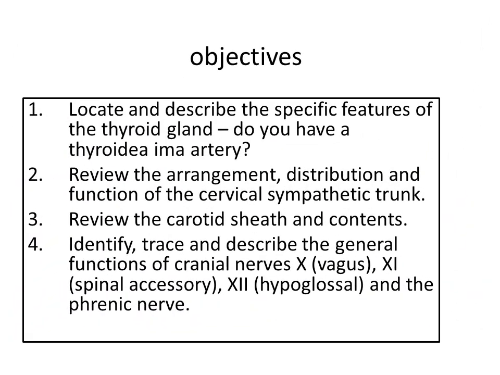Here are the objectives for today. First of all, we want to see if we can locate and describe the specific features of the thyroid gland and see if you have one of these little interesting thyroidea ima arteries. Then we're going to review the arrangement and distribution of the cervical sympathetic trunk. What is its function? Think back to the first lecture that we had on the autonomic nervous system. Then let's review the carotid sheath and its contents. We should have seen that in the last lab on the anterior triangle of the neck.